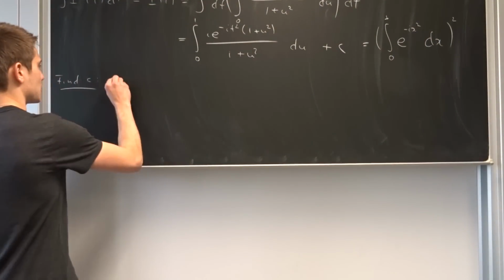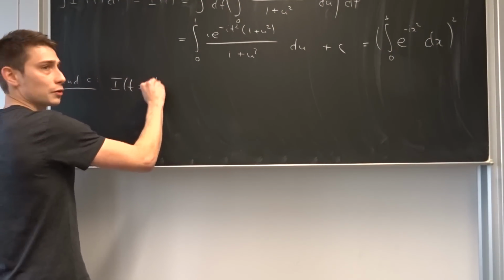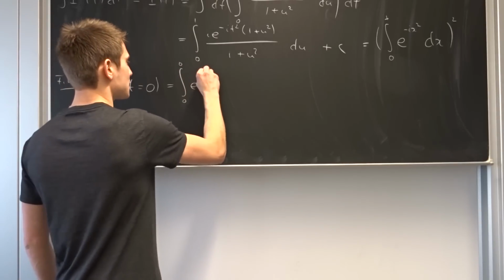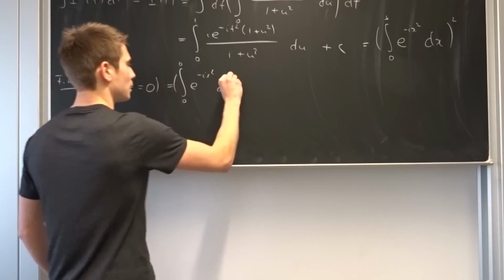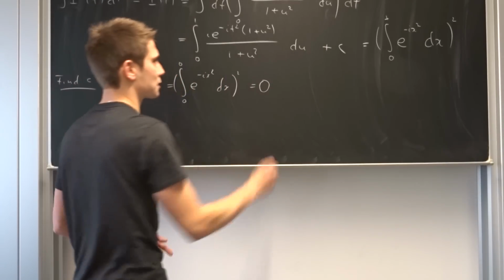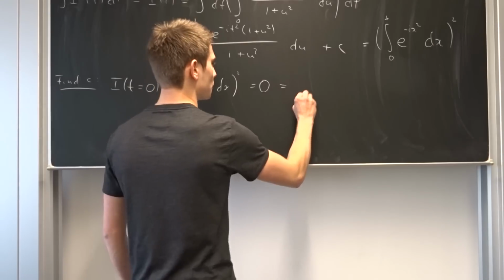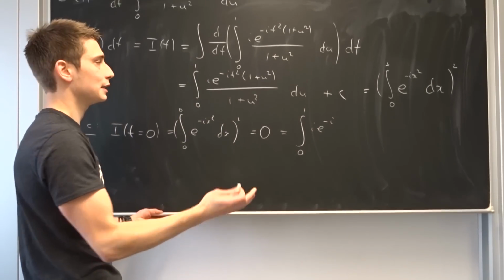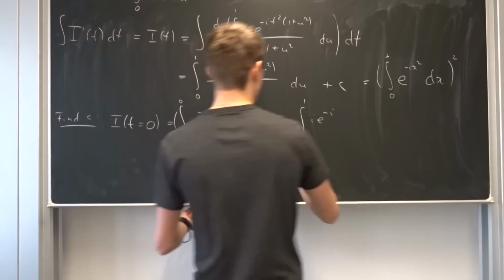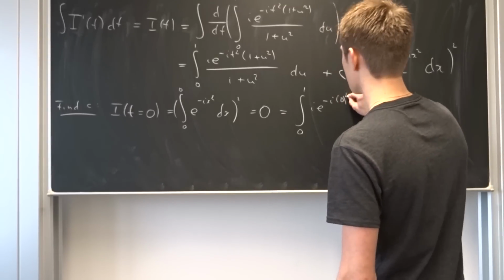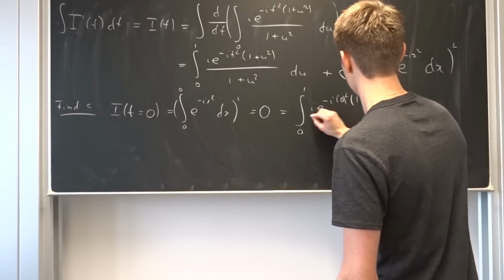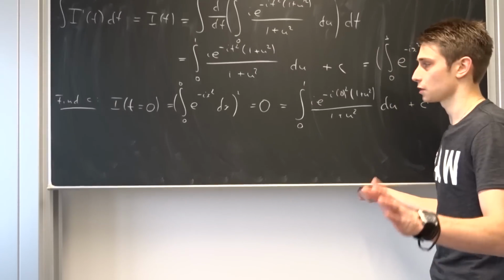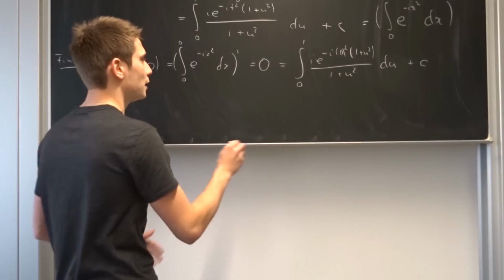So let's conclude what we just found out. I of t equals 0 equals, okay, so that's the integral from 0 to 0 of e to the minus i x squared dx, the whole thing squared, and this equals 0. But this is still equal to the integral from 0 to 1 of i times e to the minus i, and now we are plugging in 0 into here because it's in terms of t, times 0 squared times (1 plus u squared) over 1 plus u squared times du plus c.